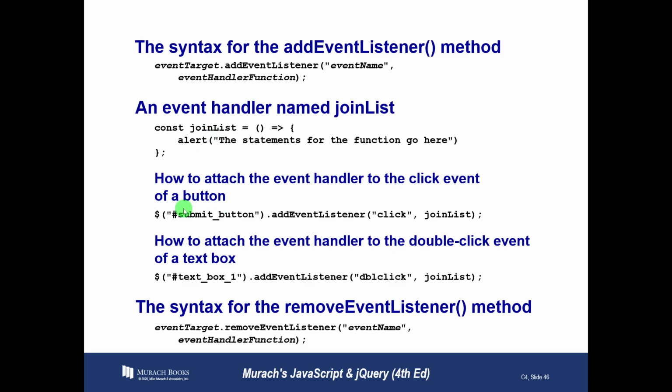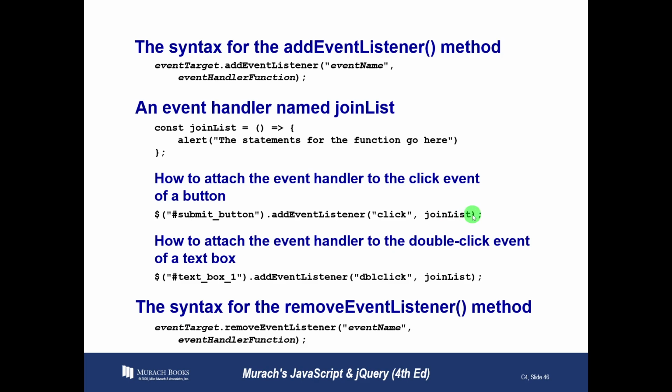And in this case, they're using the dollar function. So we'll be using that a lot, right? The dollar function is going to look for the item that has an ID of submit button, which we have to assume is our submit button. And to that submit button that we query from the page there, we're going to add an event listener for the click event. And when that submit button gets clicked on, it's going to call the function joinList.